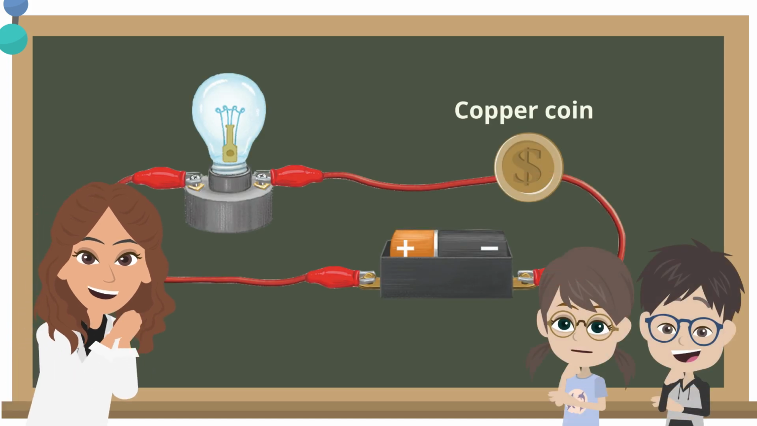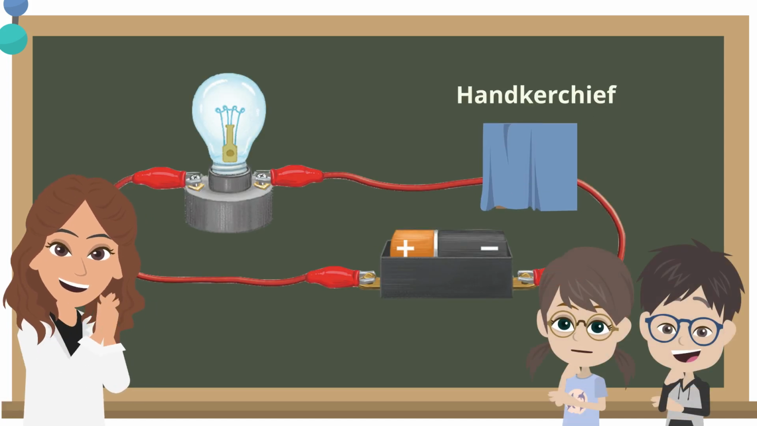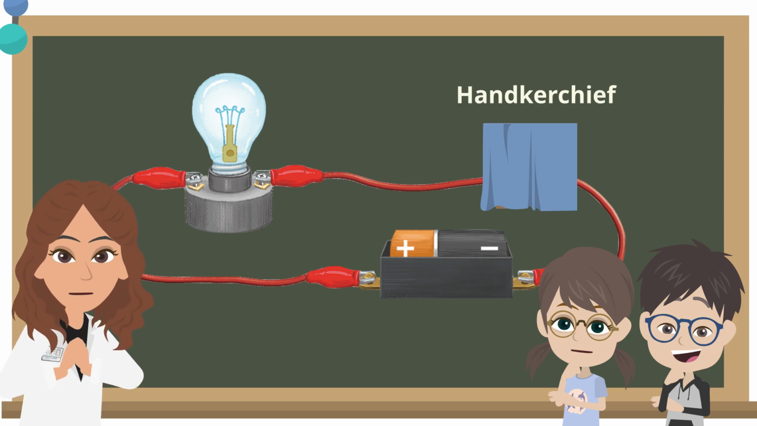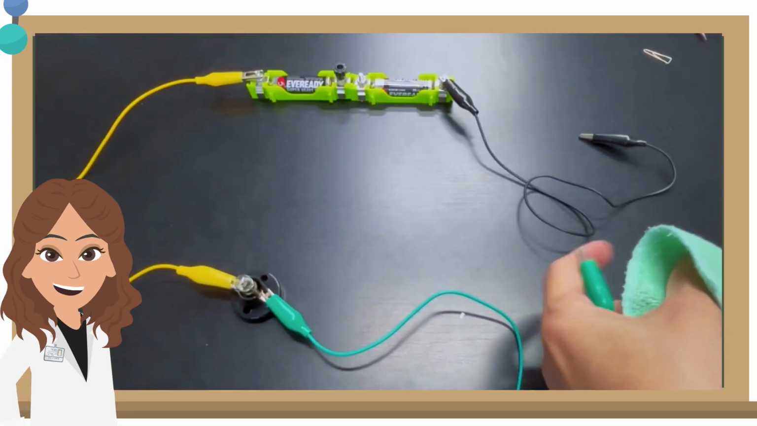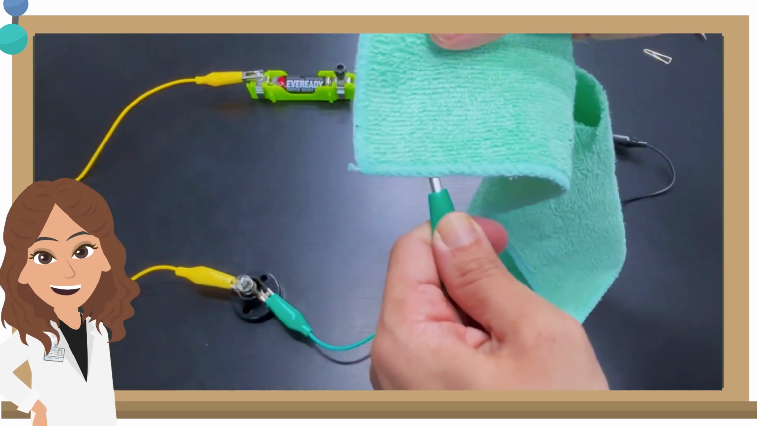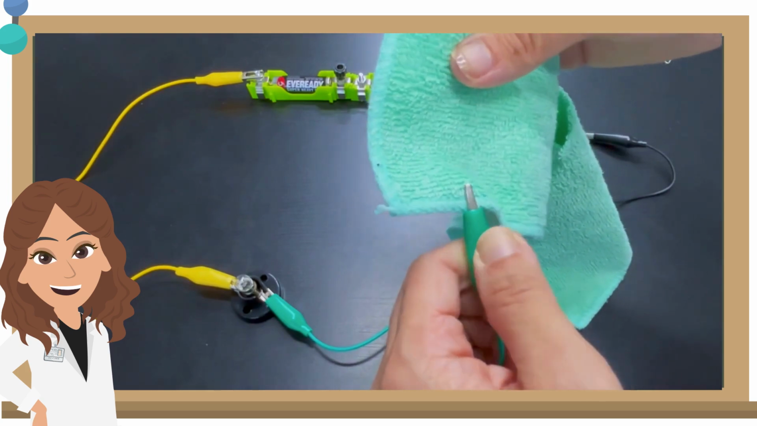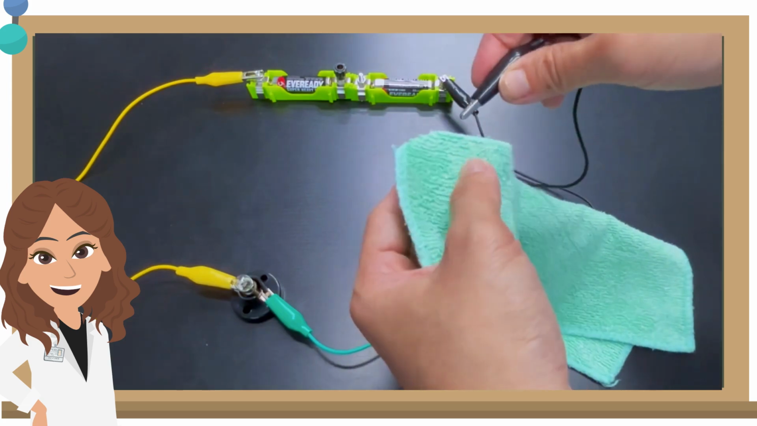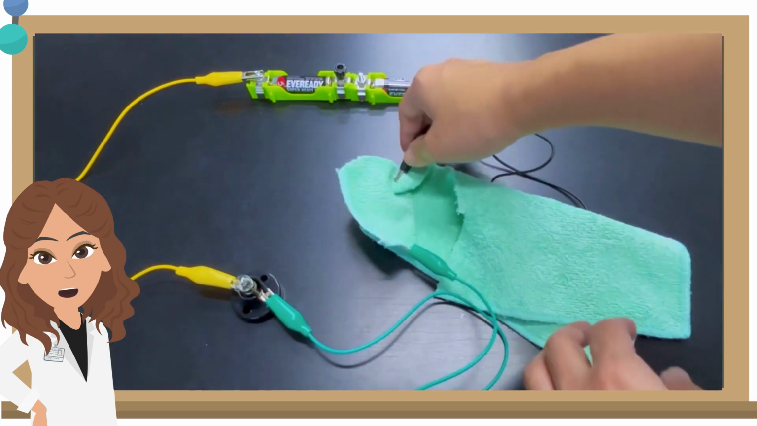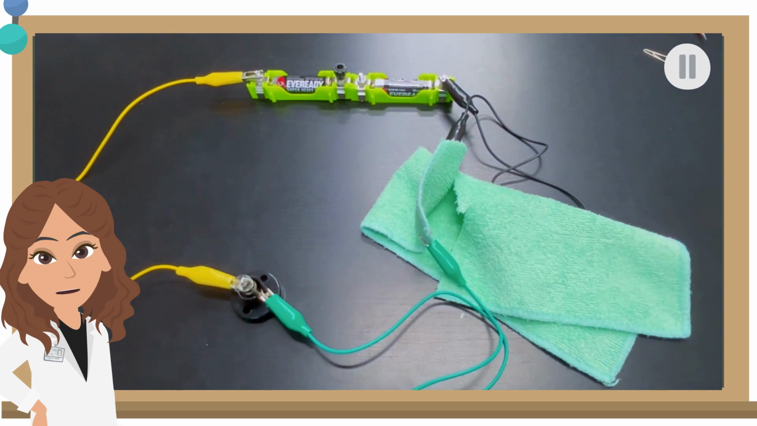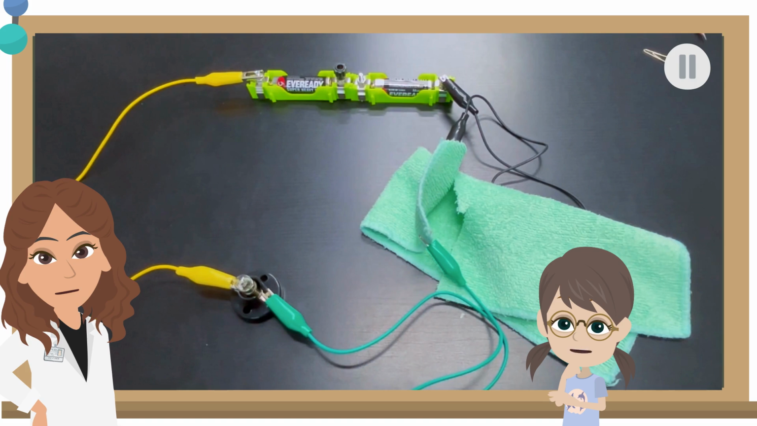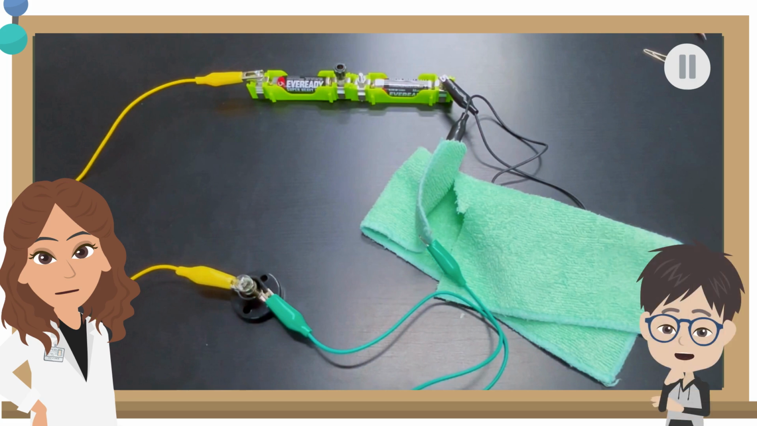What if we replace the copper coin with a handkerchief? Let's see. What did you observe? Pause the video and share your observation with your classmates. The light bulb did not light up this time. This means that the handkerchief does not allow electricity to flow through.